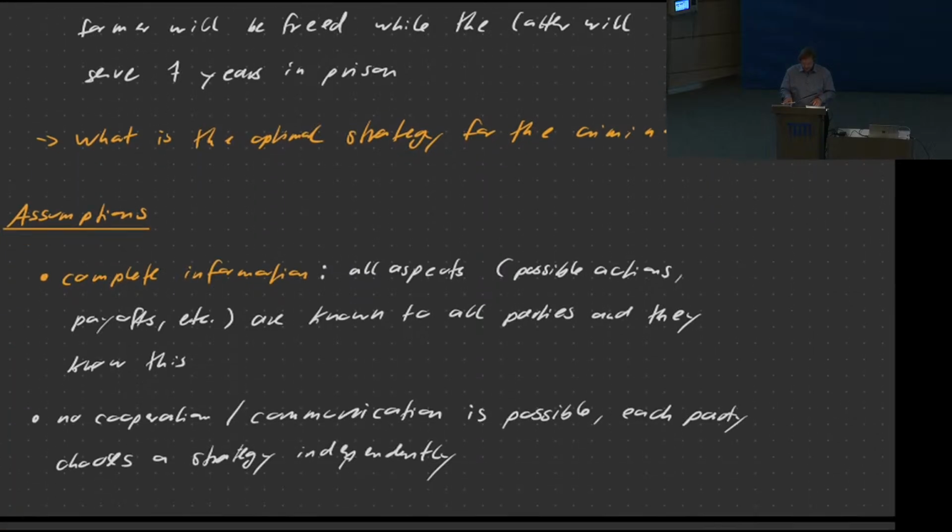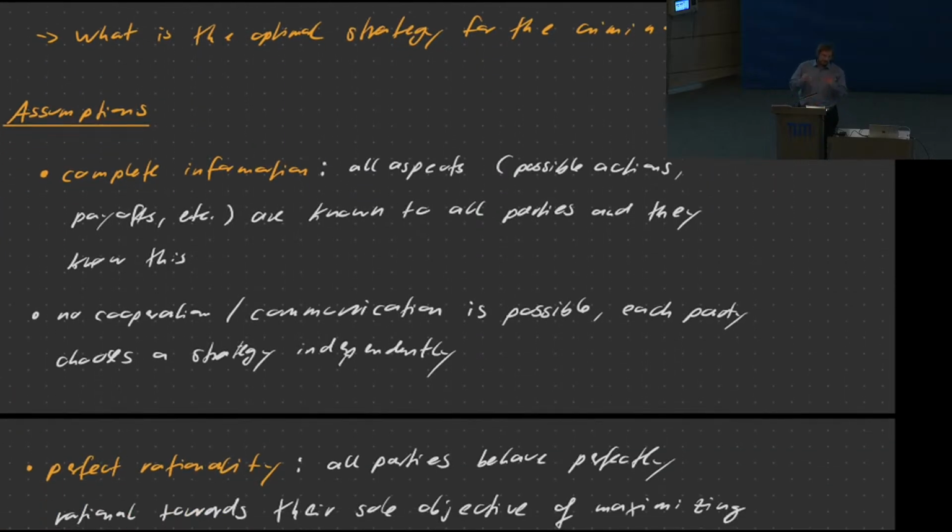As I said, we assume, not only here, but in all of the following, that we have complete information. So that means all aspects that are relevant, all possible actions, all possible payoffs are known to each of the participants. And they're all encoded in this payoff information of the game, so how many years they will get. This is known to all parties involved, and all parties know about this. So each of the criminals knows that the other one knows that the other one knows, and so on.